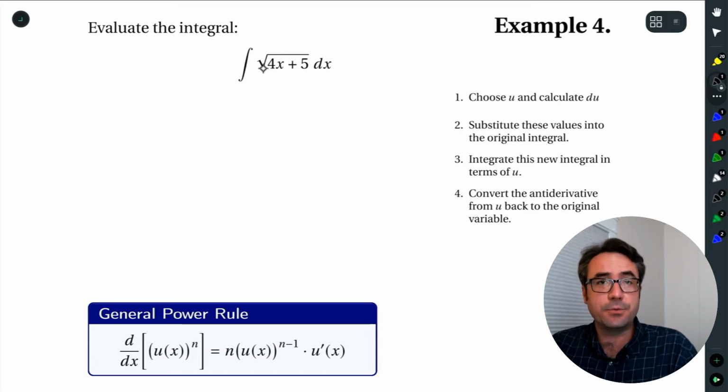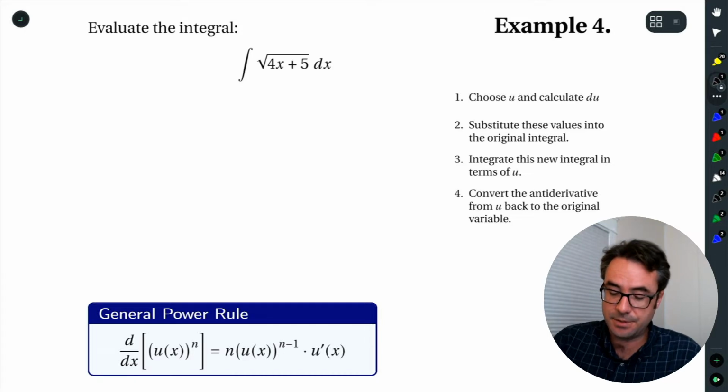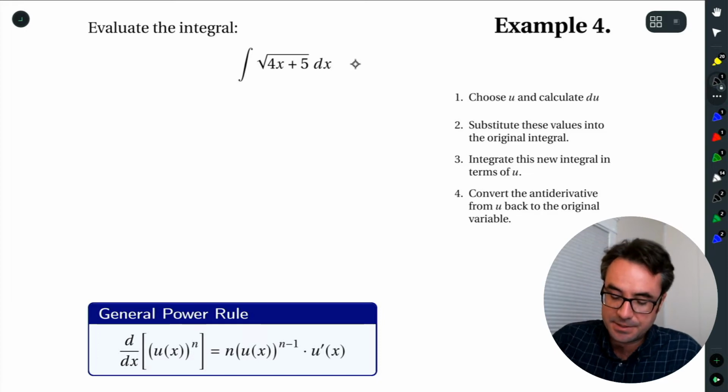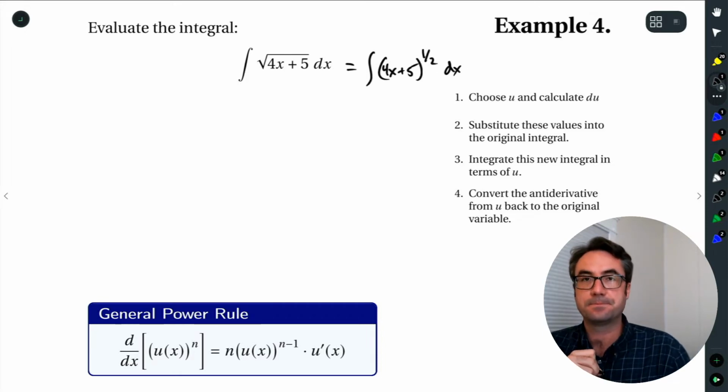First thing we normally do with square root functions, or root functions in general, is rewrite them as a power function. And this is going to be helpful because it's going to really emphasize how we're going to pick u. So rewriting this, it'll be 4x plus 5 all raised to the 1/2 power.